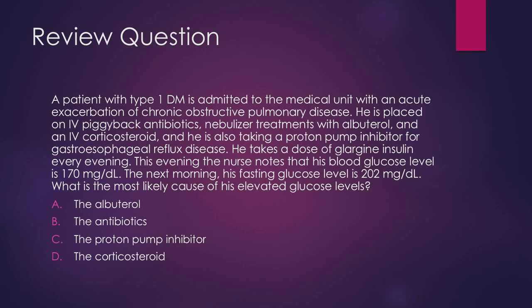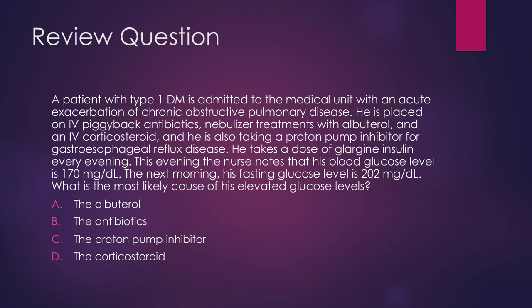All right, review questions. A patient with type 1 diabetes is admitted to the medical unit with an acute exacerbation of COPD. He's placed on IV piggyback antibiotics, nebulizer treatments with albuterol, an IV corticosteroid, probably methylprednisolone, and he's also taking a proton pump inhibitor for GERD. So remember our prazoles there. He takes a dose of glargine insulin every evening. That's Lantus, the brand name there. This evening, the nurse notes that his blood glucose level is 170, and the next morning, his fasting glucose level is 202. What is the most likely cause of his elevated glucose levels?